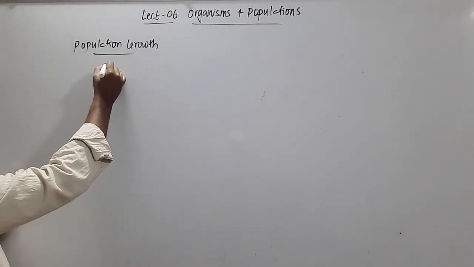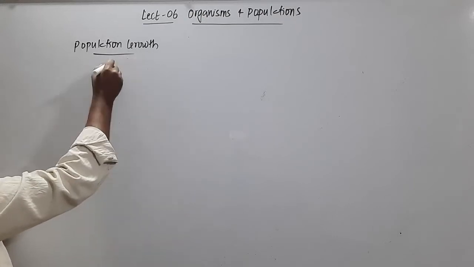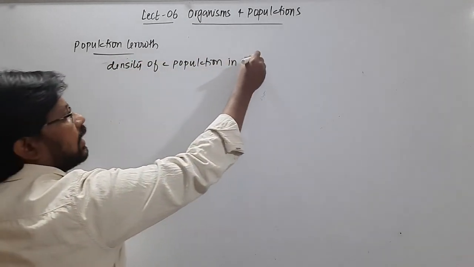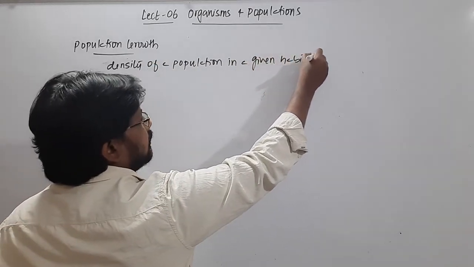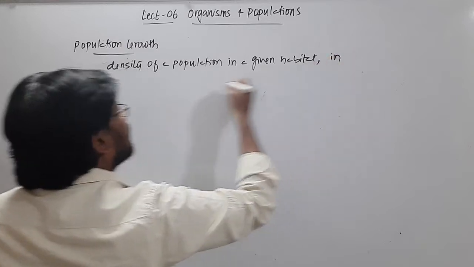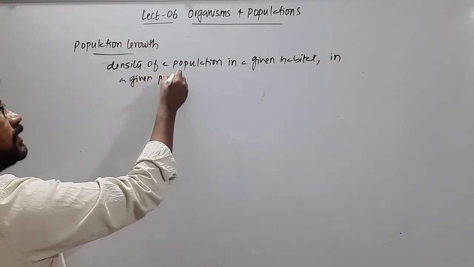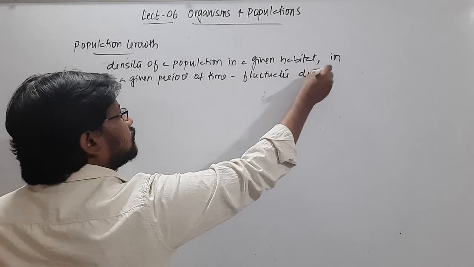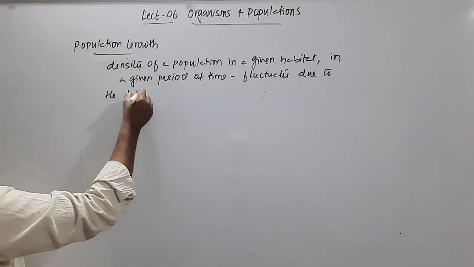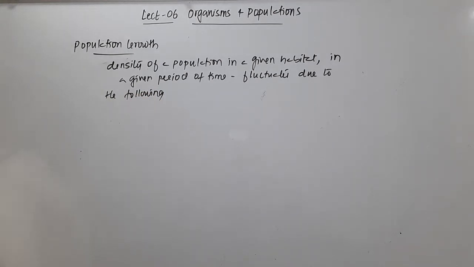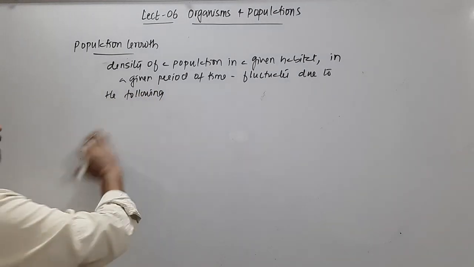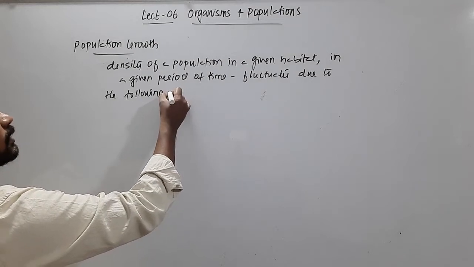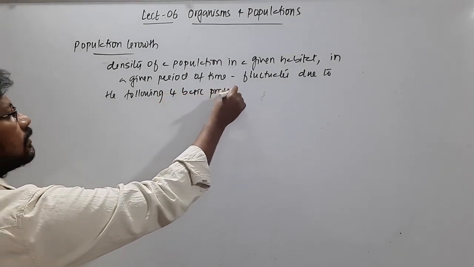Right, so here I'll write again, the density of a population in a given habitat, okay, and in a given period of time. So it fluctuates due to the following factors, especially those are four basic processes, or I say due to the following four basic processes.